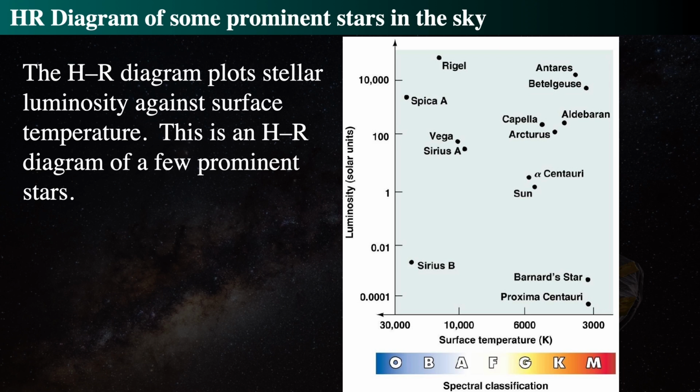We can see that they're pretty much scattered all over the place, but the stars that you know really well tend to be at the top. You don't know Sirius B very well. Barnard's star, we only know it because of this class. And Proxima Centauri is too dim to see. So pretty much the named stars are in the upper portion of the HR diagram.